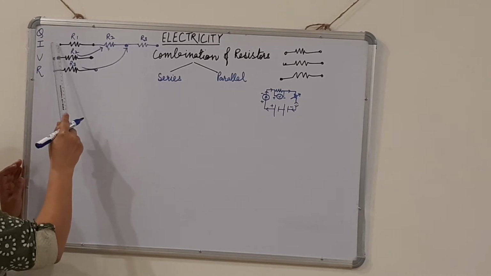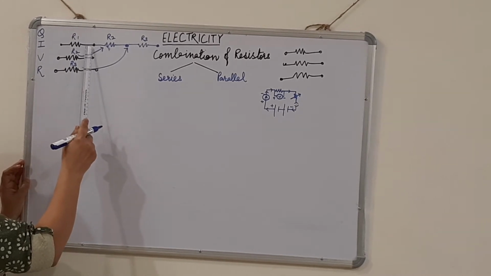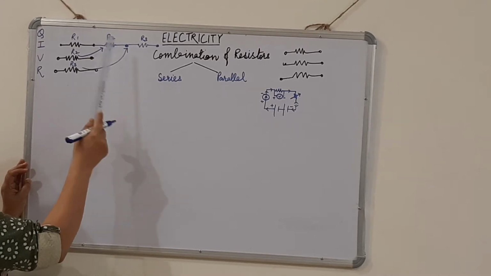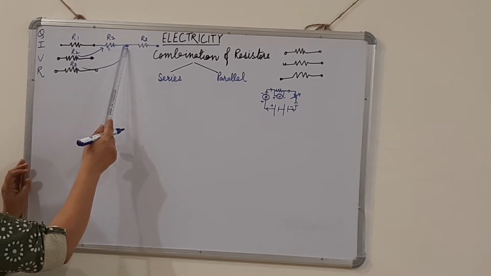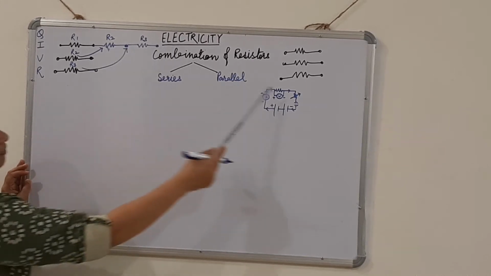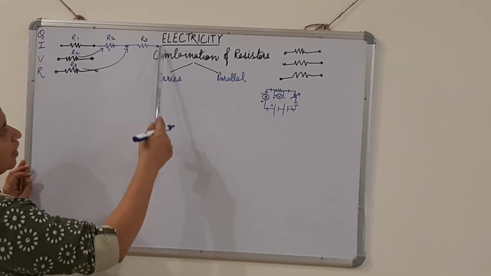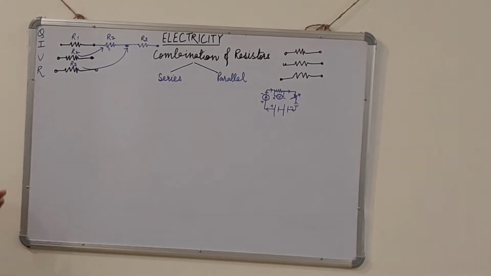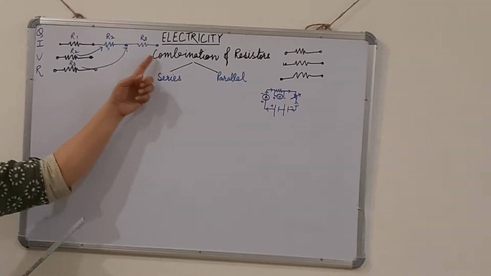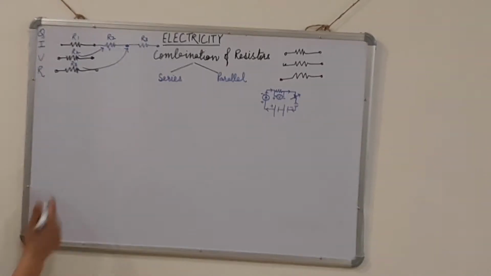The end point of resistance 1 is connected to the beginning point of resistance 2, and the end point of resistance 2 is connected to the beginning point of resistance 3, and then there is another connecting wire. This way we can form a combination of resistors. Now let me draw a circuit diagram comprising these three resistors.